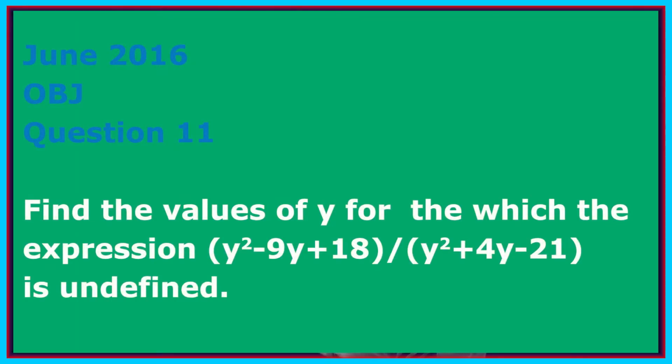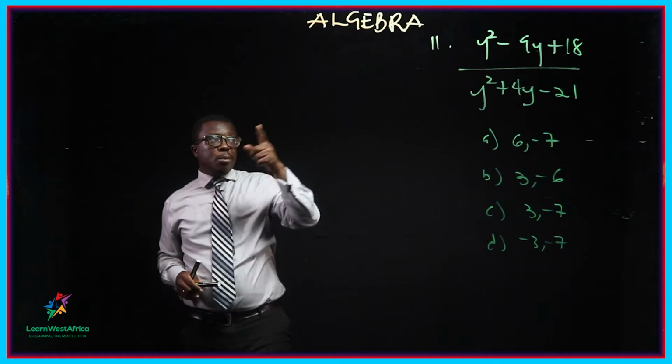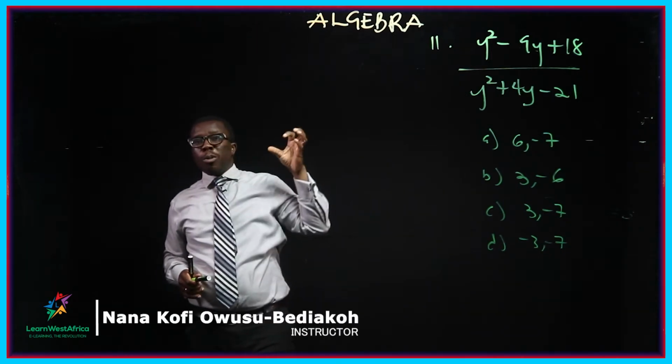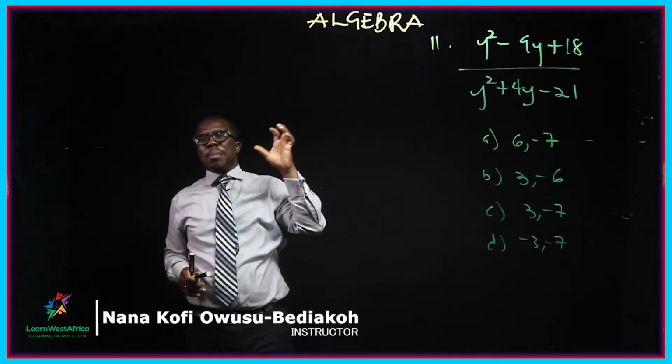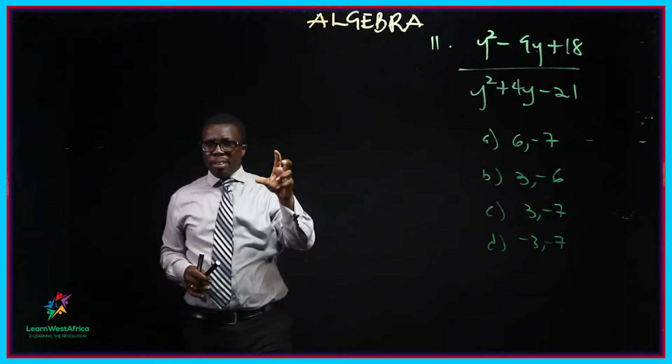Find the values of y for which the expression y squared minus 9y plus 18, all over y squared plus 4y minus 21, is undefined. For this question, we want the values of y for which the expression is undefined.